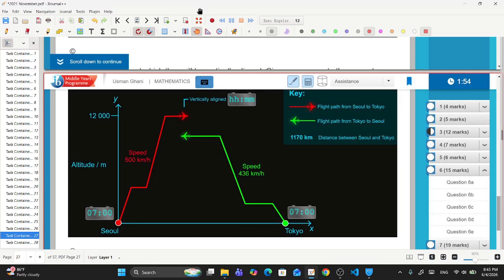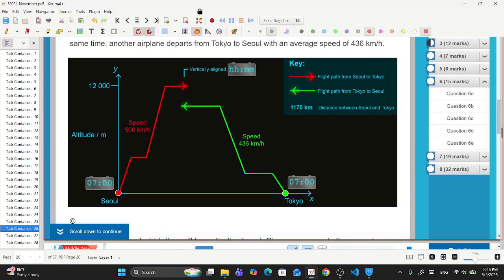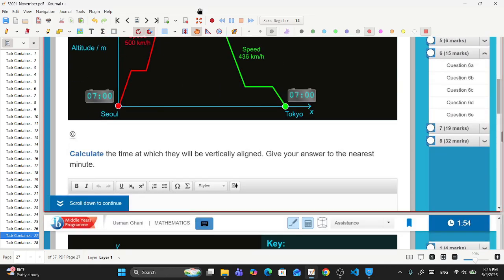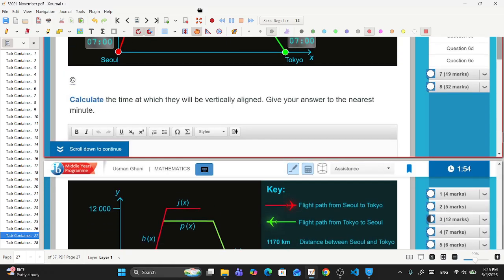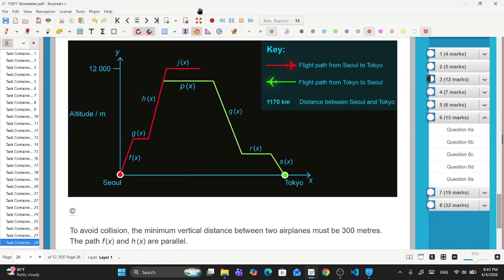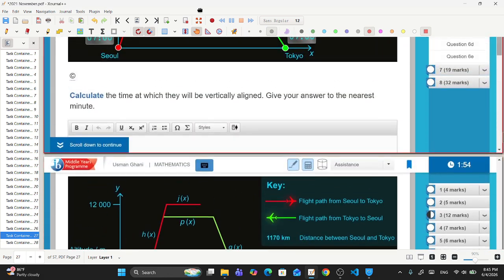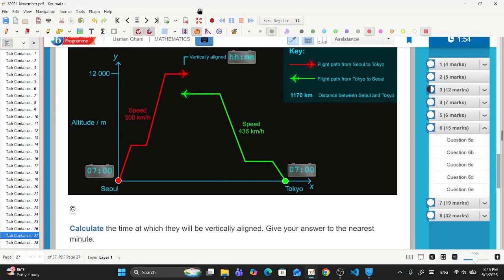And this is the point where they are vertically aligned with each other. It's a 5 mark question, that makes sense. We have to calculate the time at which they will be vertically aligned. How would we solve it? This is challenging.